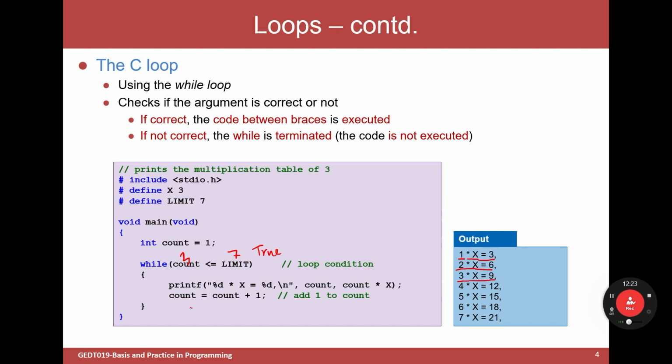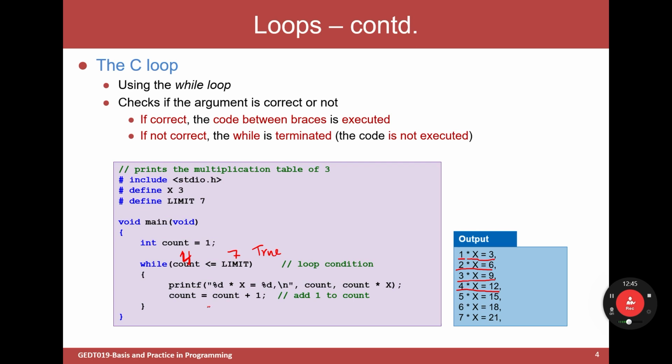Okay, then count will be what now? 4. 4 is less than 7? Yes, 4 is less than 7. So this one now will be 4. Count became 4. So 4 is less than 7? Yes. So it will be 4 times x, and then 4 times 3 will equal 12. So it will print this one.